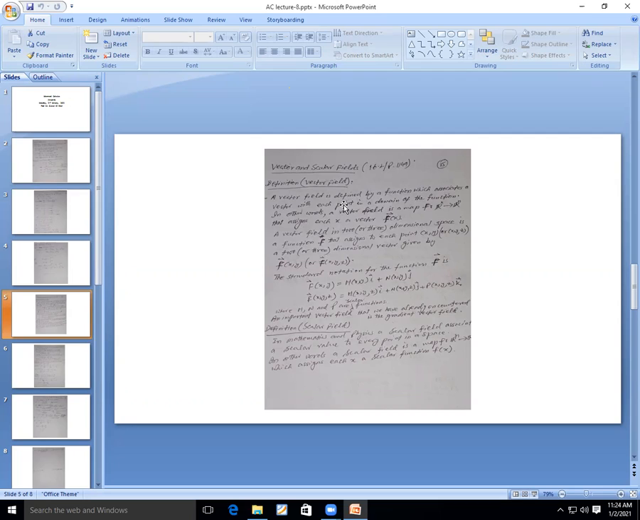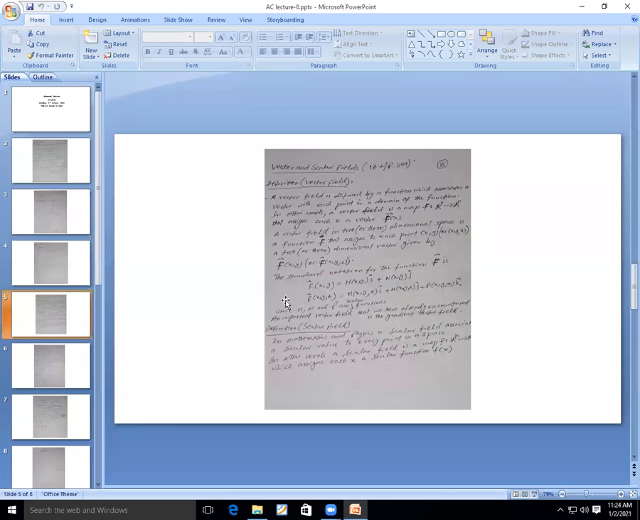In other words, a vector field is a map from R^n to R^n that assigns each x a vector, which we denote by capital F of x. This is a vector. So a vector field gives you a vector, and a scalar field gives you a scalar.